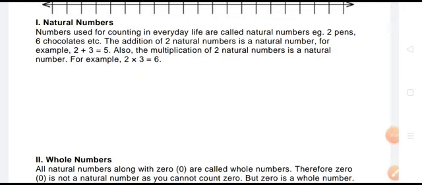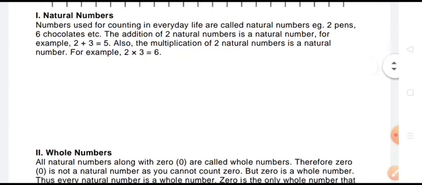Now we study natural numbers. Numbers used for counting in everyday life are called natural numbers. For example, 2 pens, 6 chocolates, etc. The addition of two natural numbers is a natural number. For example, 2 plus 3 is equal to 5. Also, the multiplication of two natural numbers is a natural number. For example, 2 into 3 is equal to 6.